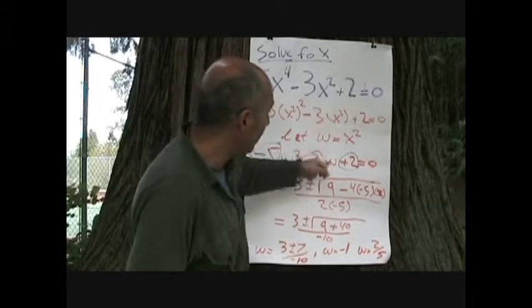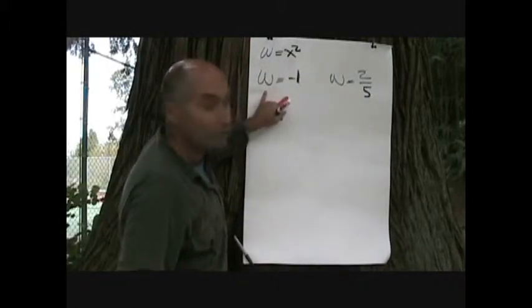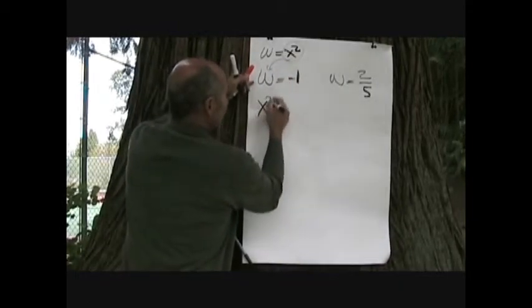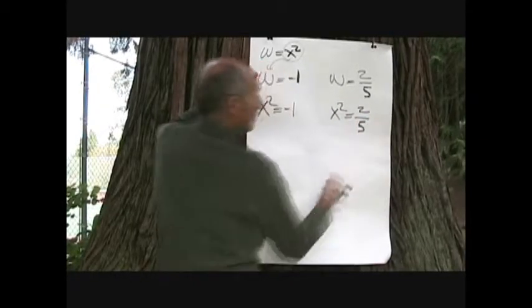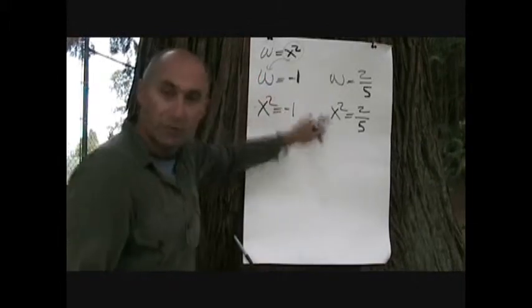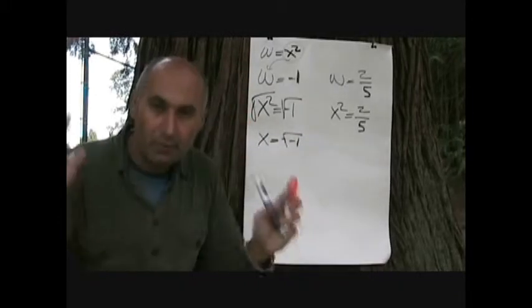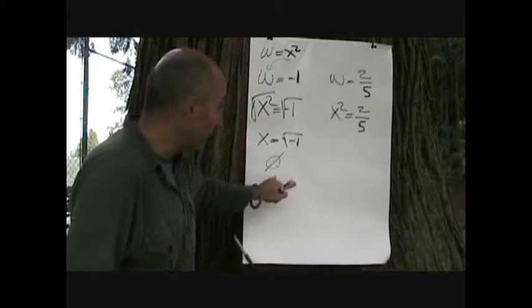So what we need to do now is go back and resubstitute x squared into W. So what we're going to do is substitute x squared for W. So this guy is going to replace this guy. So what we got is x squared is equal to negative 1, and x squared is equal to 2 over 5. And to solve this, all we've got to do is square root both sides. Well, this is going to be x is equal to square root of negative 1. In the real number realm that we're working, this doesn't give us a solution, right? This is a complex number or imaginary number. So this guy has no solution, and that's a symbol for no solution, or an empty set.